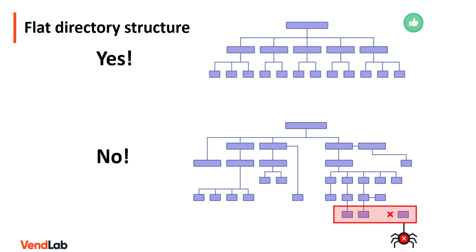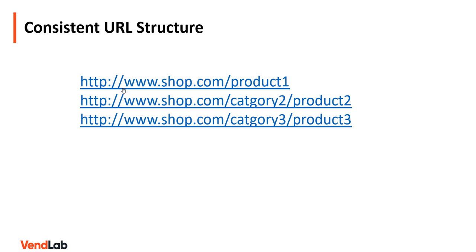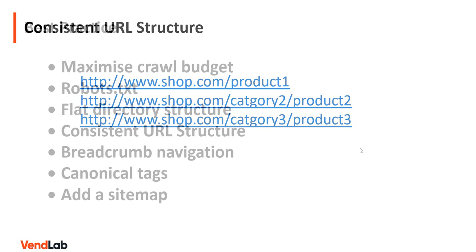Having a logical and consistent URL structure not only helps Google to crawl your site, but also helps users to understand where they are on your site. Putting pages under different categories gives Google extra context about the page in that category. So if we've got shop.com/product1, and shop.com/category2/product2, category3/product3, that category would have a name, and Google is going to be able to take the context from that category and use that in its search engine results. And it's going to be easy for customers to see where they are in the hierarchy.